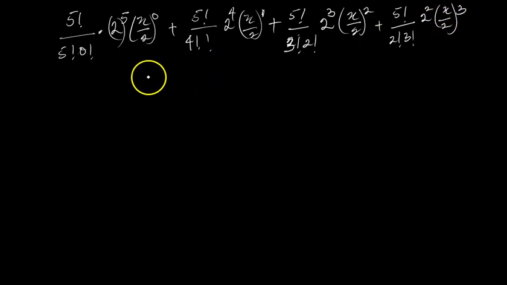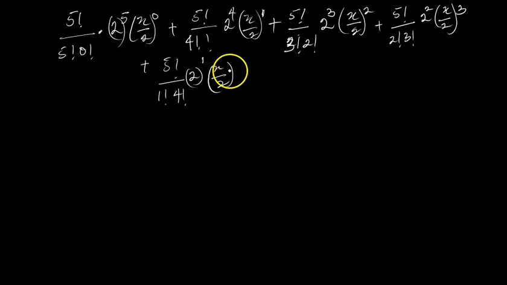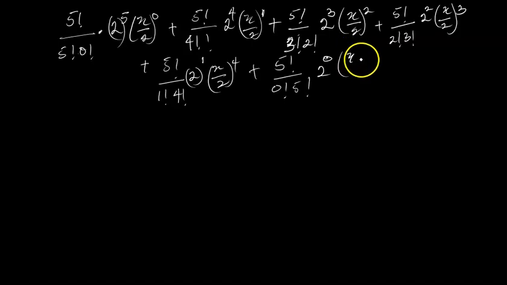The next will be 5 combination 4, that will be 5 factorial over 5 minus 4, 1 factorial, 4 factorial, then 2 will be raised to the power of n minus r, which is 1, and x over 2 will be raised to power 4, plus 5 combination 5, which is 5 factorial over 0 factorial, 5 factorial. 2 now will be raised to the power of n minus r, 5 minus 5, that's power 0, and x over 2 will now be raised to power 5.